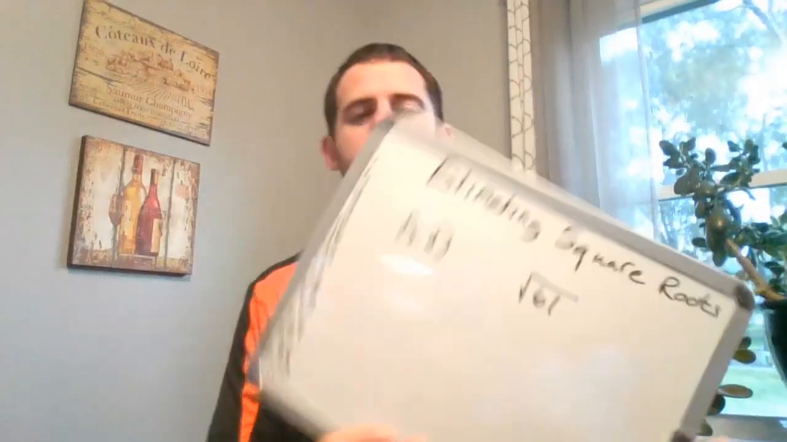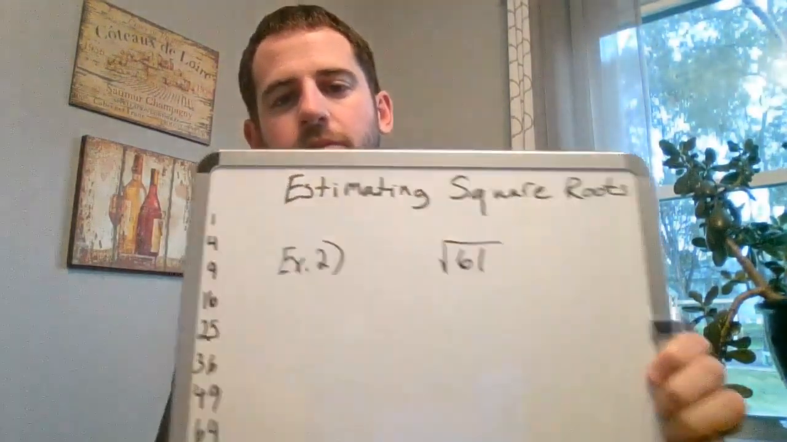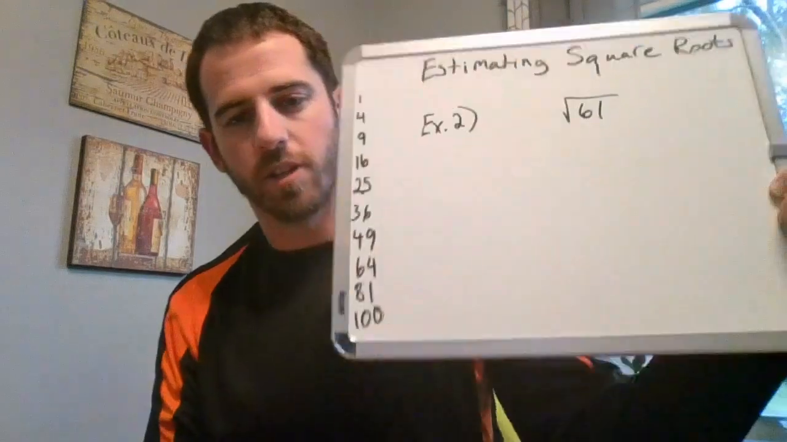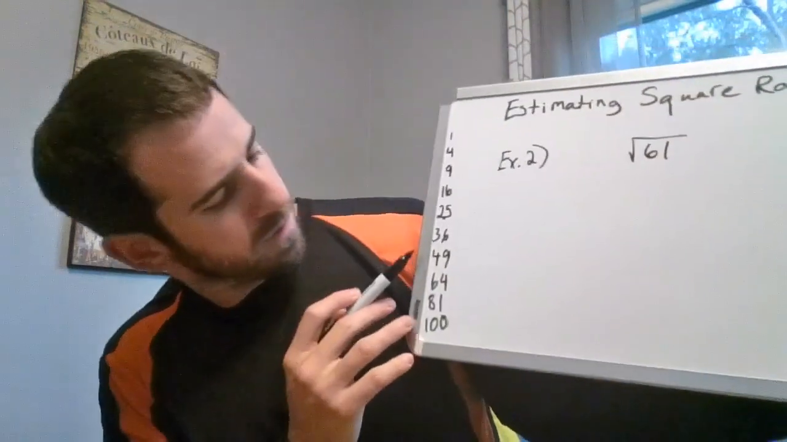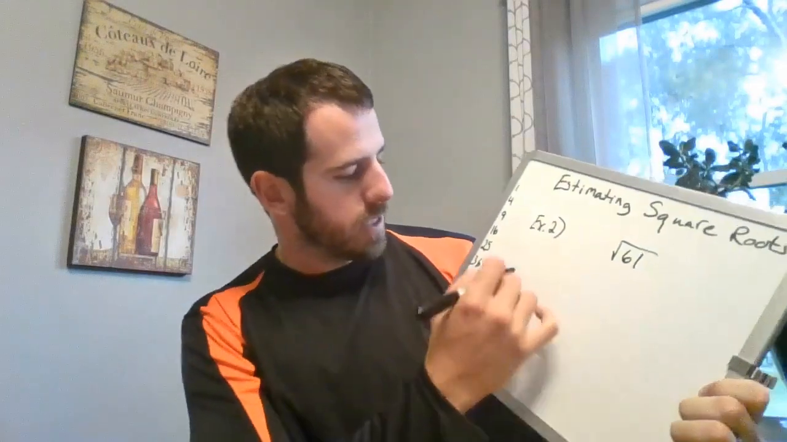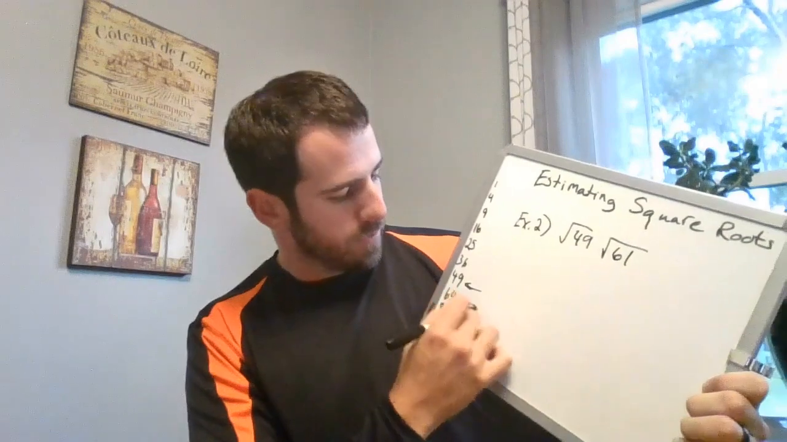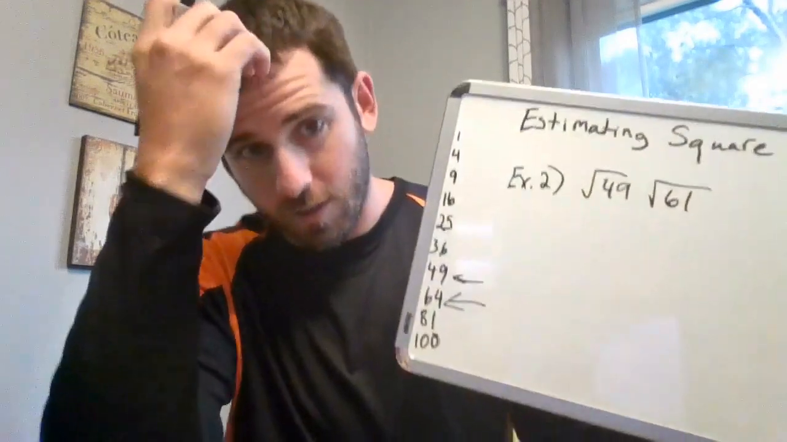All right, so example 2. We have the square root of 61. We're going to start with the same process. Find one smaller, find one larger. So if we look at our list, we have 49 and 64. Okay, so 49 is the smaller one. That's going to go on the left. And 64 is the larger one. That's going to go on the right.